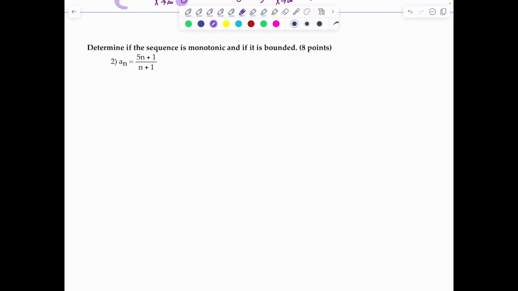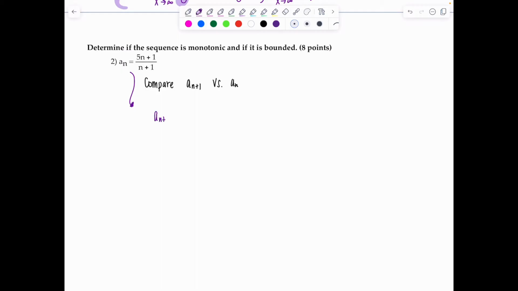There's a few ways to check. One of the ways to check is you compare a_{n+1} versus a_n. You compare the term that follows with the term prior, and if you can show that one is always bigger than the other, then you know the sequence is either always increasing or decreasing. So I usually try that first because it's like the least invasive method.